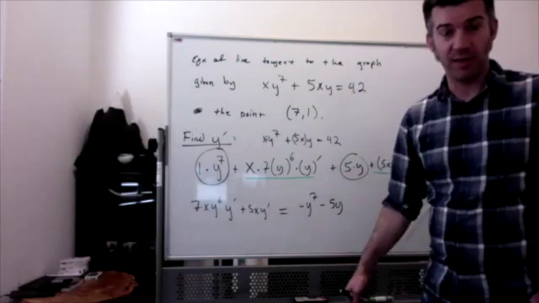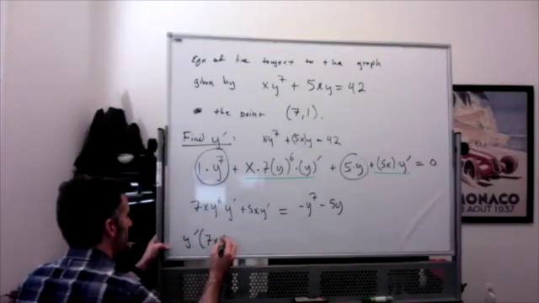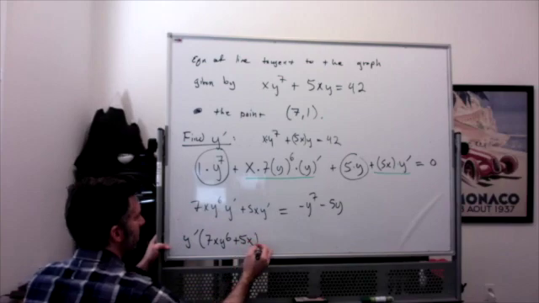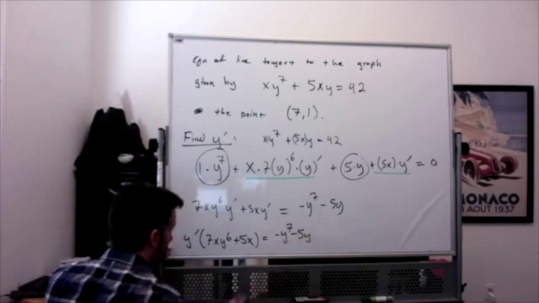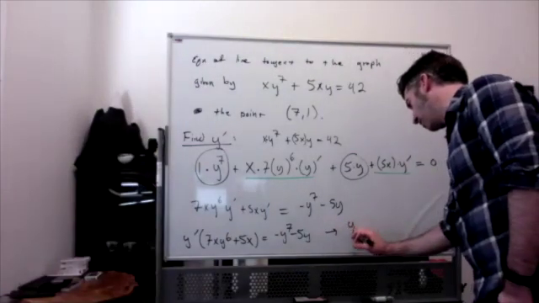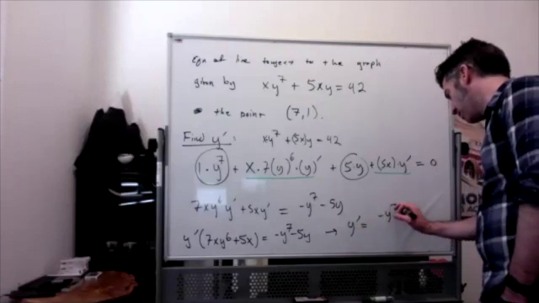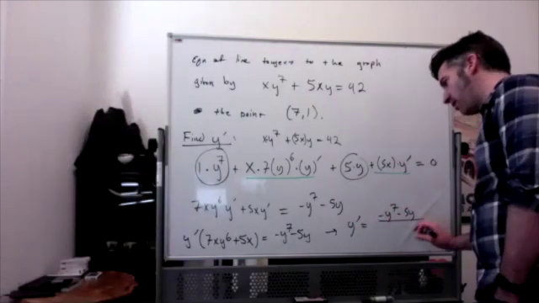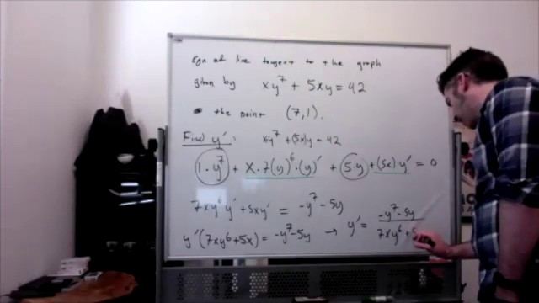Factor out a y prime from the side that has all y primes. So then I've got y prime times 7x y to the 6th plus 5x equal to the same thing on the right, negative y to the 7th minus 5y. Finally, divide by this thing you just factored out y prime from. So that we've got y prime, the derivative, equal to negative y to the 7th minus 5y divided by 7x y to the 6th plus 5x.